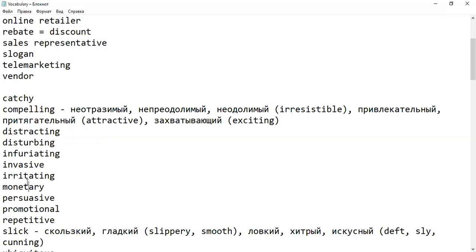Monetary, something connected with money, monetary reasons, financial reasons. Persuasive, that's something that is trying to convince or to persuade you. So advertising has to be persuasive, right? Because they want you to buy the product or to use the service. Promotional, it comes from the word promote, it's quite clear. Repetitive, so something repeats over and over again.